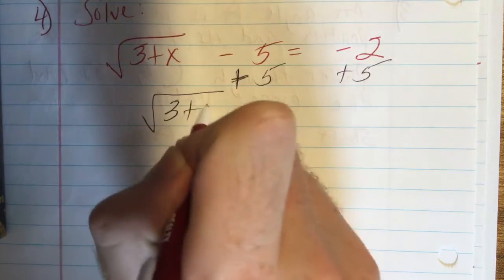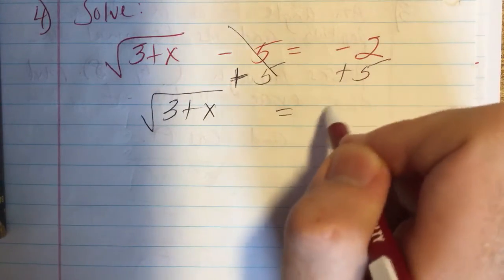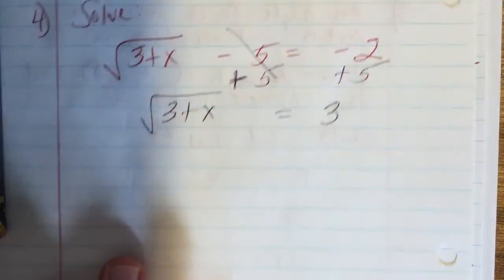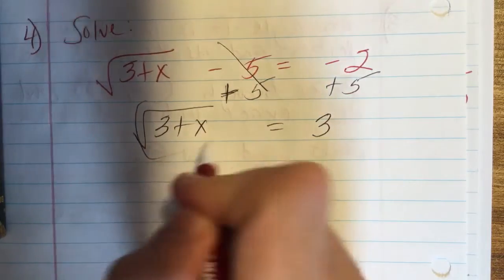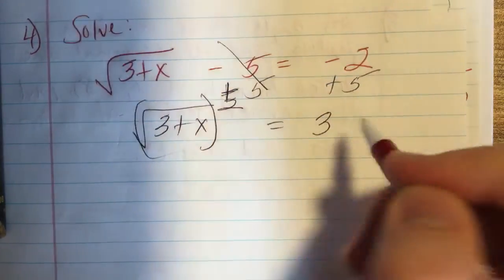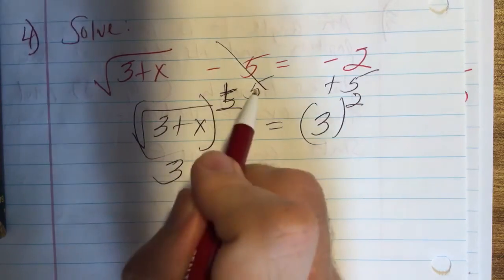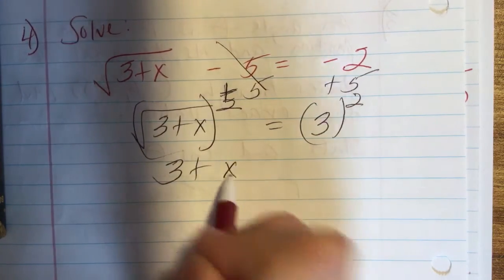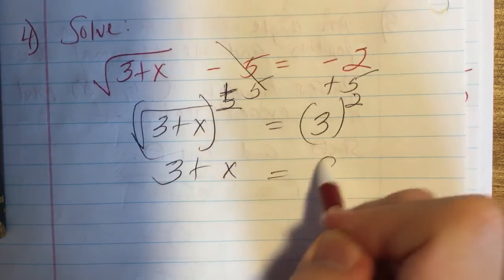And bring down what remains. Negative 2 plus 5 would be a 3. And now we have our square root isolated. In order to undo a square root, you would use the inverse operation, which is squaring both sides of the equation. Over here, the square of a square root is going to just come out to be x plus 3, or 3 plus x. And this is going to equal 9.